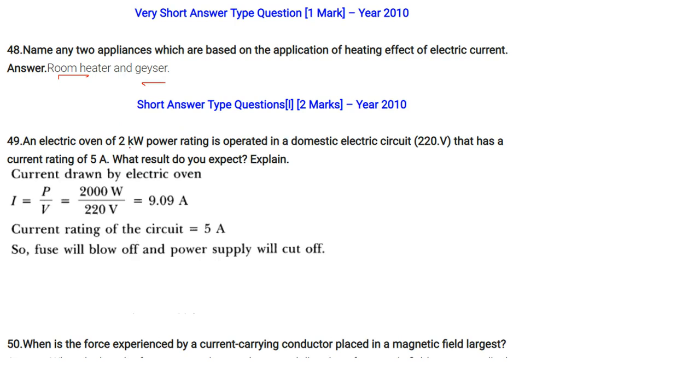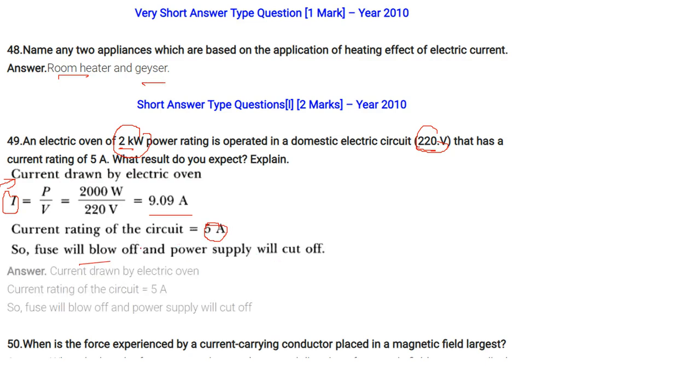An electric oven of 2 kilowatt power rating is operated in a domestic electric circuit of 220 volt that has a current rating of 5 ampere. What result do you expect? Explain. The current being drawn by the electric oven: P equals VI, so I will be P by V. 2 kilowatt we make as 2000, divided by 220 volt, this is 9.09 ampere. The current rating is 5 ampere, so the fuse will eventually blow off and the power supply will be cut off.